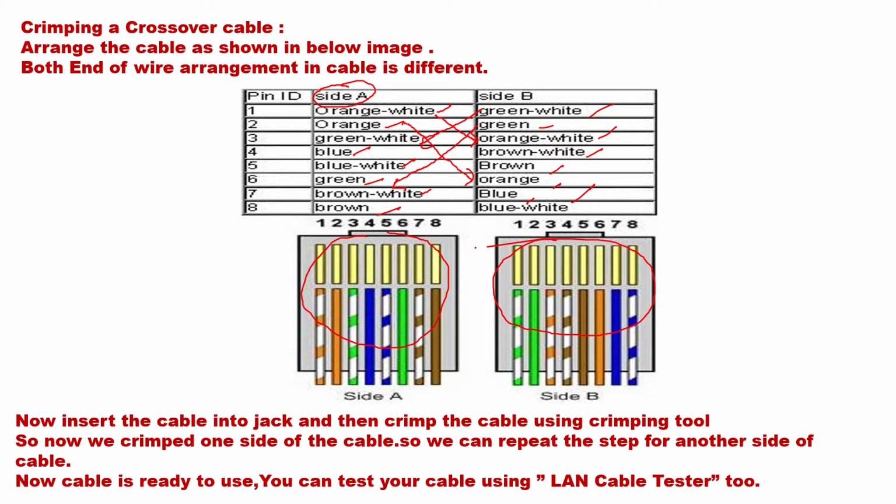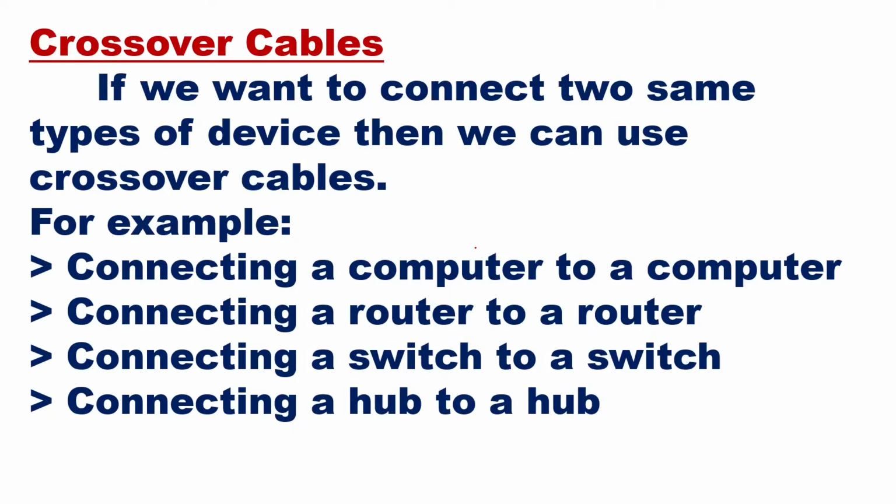Now, where we are using a cross cable and where we are using straight cable. Straight cable we are going to use when you are going to connect two different devices. But cross cable you are going to use when you are going to connect same devices. So here you can see, if you want to connect two same type of devices, then we can use cross cables. For example, connecting a computer to computer, connecting a router to router, connecting a switch to switch, or connecting a hub to hub. Now, all these are same type of nodes which we want to connect, and that can be connected with a cross cable.